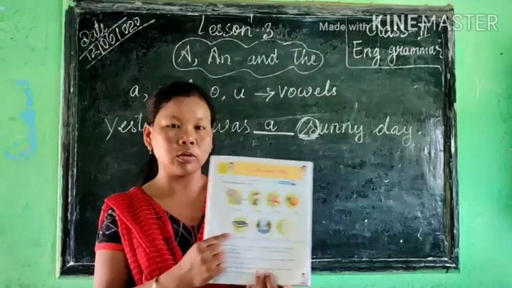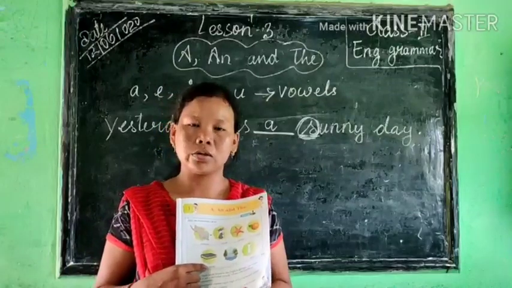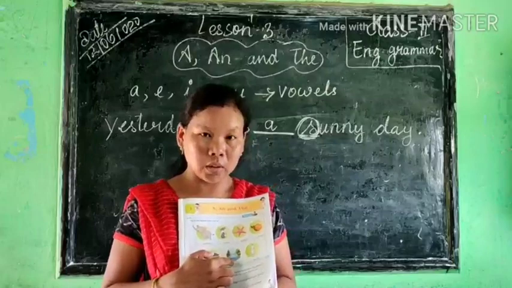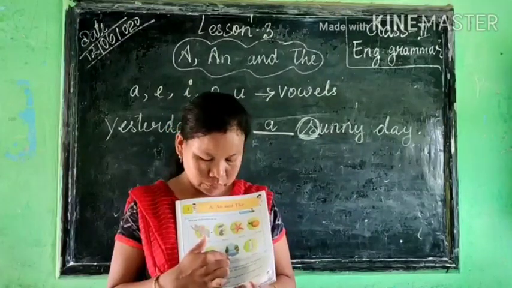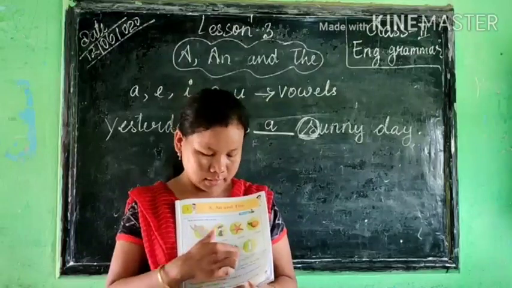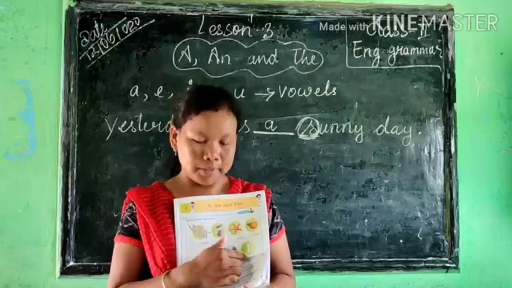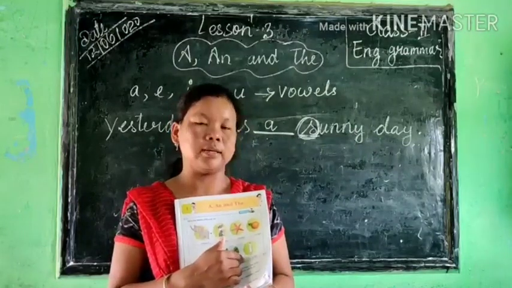Okay. Here book. Book, B is not a vowel. It is a consonant. So what do we have to write here? A. River. Okay. River. R is a consonant. It is not a vowel. So we have to write A. Here bottle. Okay. Bottle. First letter is what? B. Okay. B is not a vowel. It is a consonant. So we have to write A here.